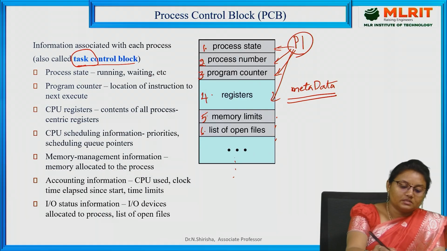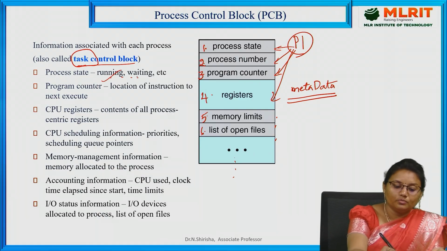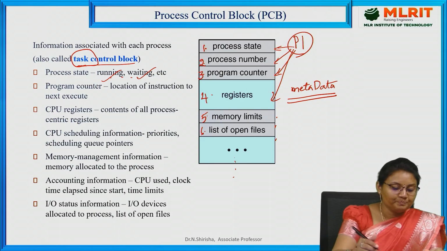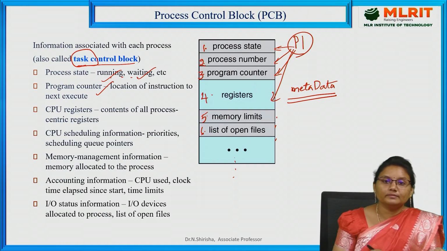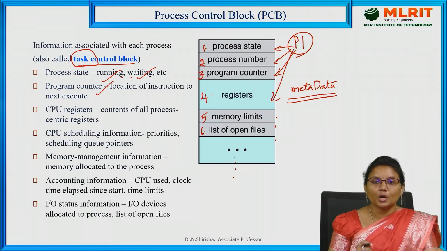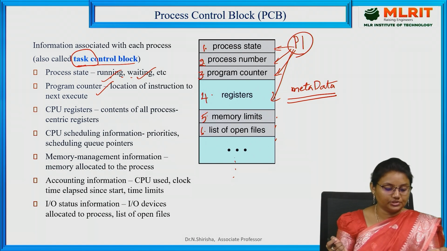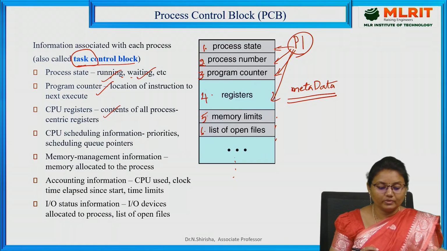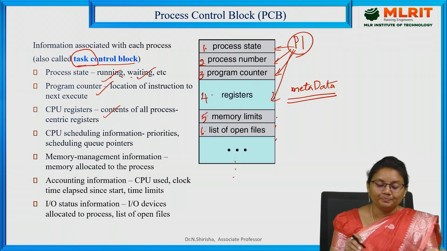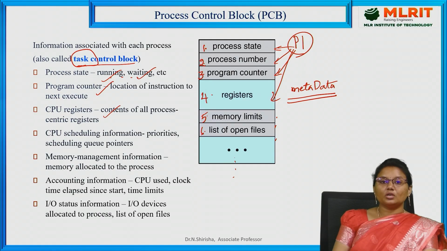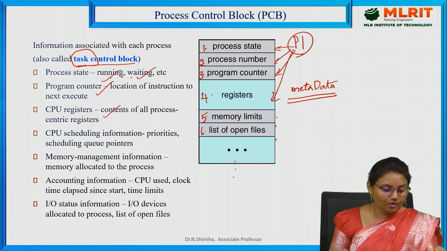So process state: what are the different states we have? Running, waiting, ready, new state, exit or terminate state, like that. And the program counter is the location of the instruction to execute next, which stores the information of the process that needs to execute the next instruction. And the CPU registers hold the contents of all process-centric registers. Where do you store a small amount of data? We can use registers. So the contents of all the process-centric registers can be stored in the form of registers.